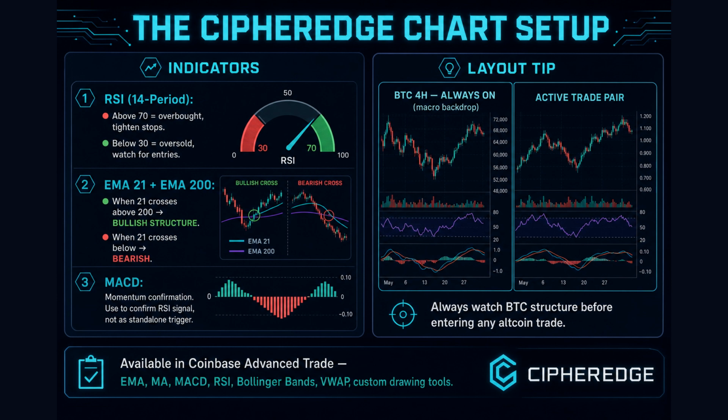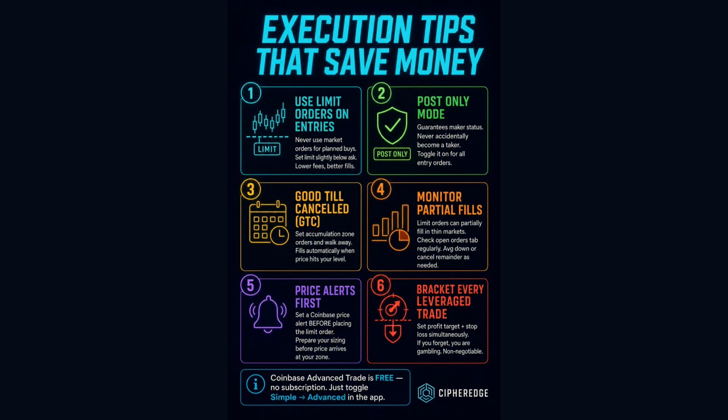Keep an eye on your Open Orders tab for partial fills. In thinner markets, limit orders sometimes fill in pieces. Part of your order at one price, the rest over the following hours. That's normal, but track it so you know your actual average entry. And use Coinbase's price alerts as a prep signal before your limit zones. Set an alert a few % above your target price so you have time to review the setup before it actually gets there. Last thing, I want to be honest about where Coinbase Advanced sits relative to other exchanges.